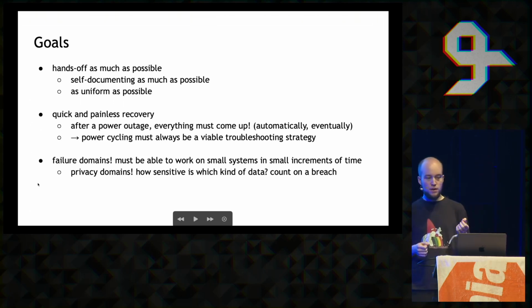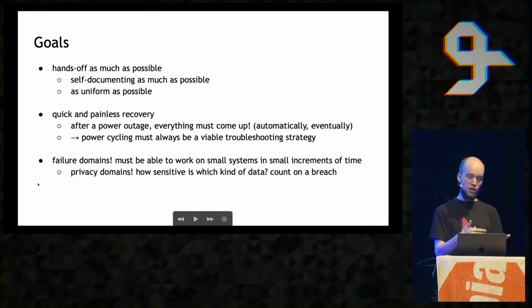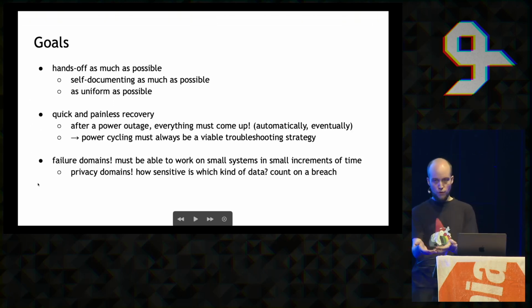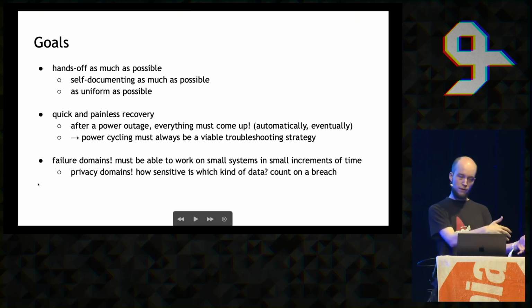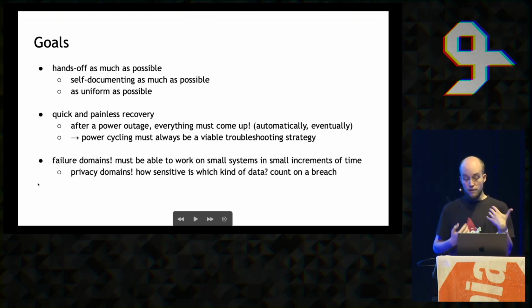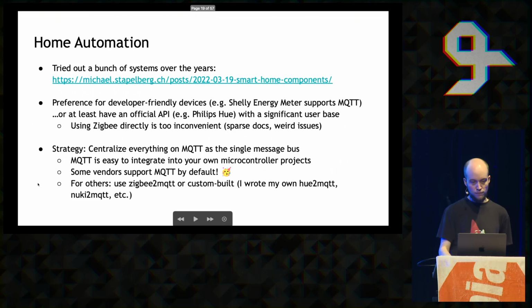Similarly, I also think about privacy domains. So I try not to mix private and public data on the same machines. For example, my router could also work as a server because it only deals with public data. But my private photo collection, I don't want to run on that same server, right? So in practice, I just always count on a breach. Sooner or later, there might be an attacker in there, and then I think about what that attacker can exfiltrate.